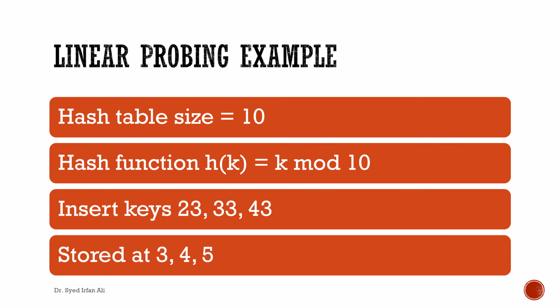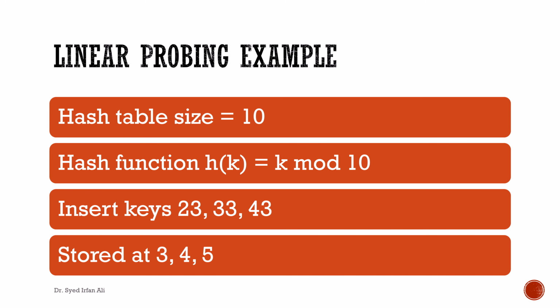First key is 23. 23 mod 10 gives 3. So 23 is stored at index 3. Next key is 33. 33 mod 10 is also 3. But index 3 is already occupied by 23. So we move to the next index, which is index 4. Index 4 is empty, so 33 is stored at index 4.